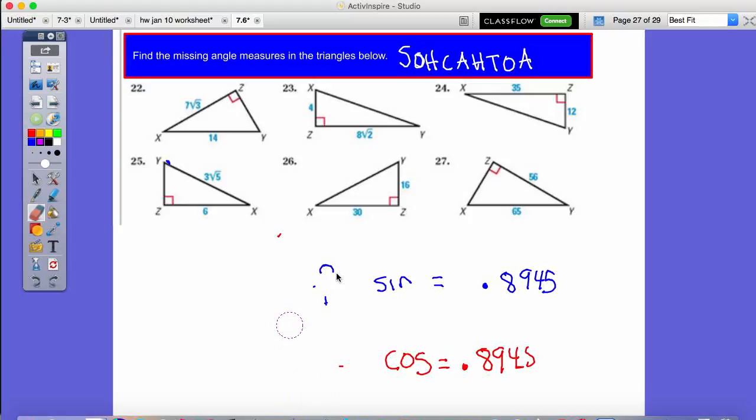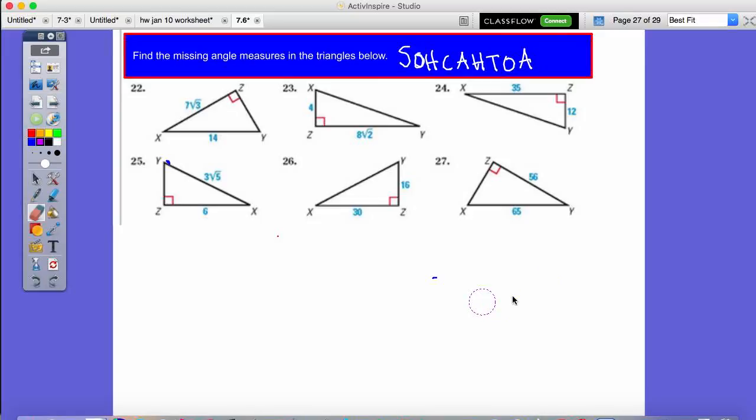Problem 26. No hypotenuse, so I'm dealing with tangent ratios. So for angle x, the leg opposite x is 16. The leg adjacent to x is 30, because tangent is opposite over adjacent. 16 divided by 30 is 0.53 repeating. In the calculator, second button, tangent is 28.07.